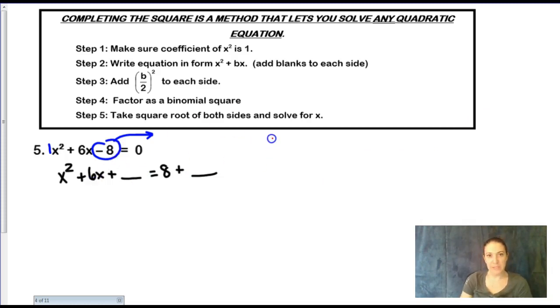And remember, we added the 8 over. So half of your b term, and then squared would be 3 squared, so 9. So adding 9 to both sides.